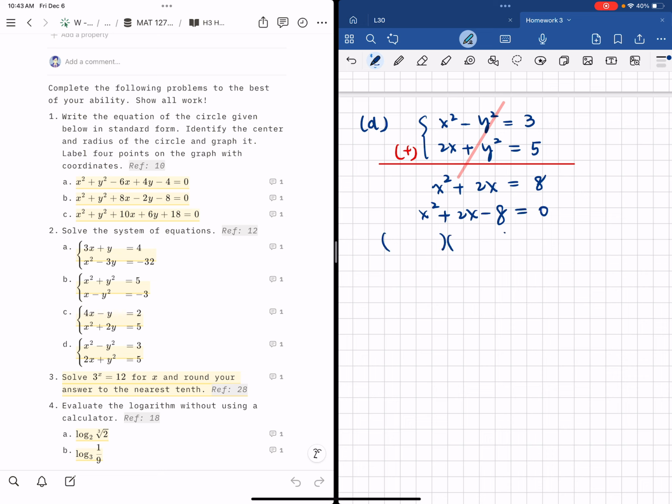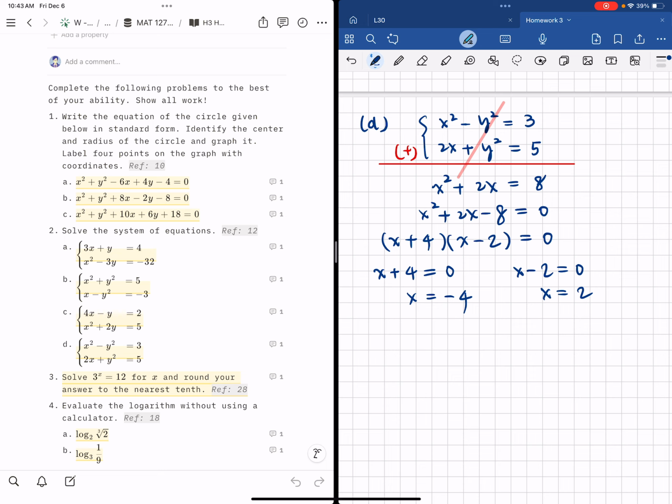Let's try and factor the left-hand side. x times x gives you x squared. I'm going to do positive 4 and negative 2, because positive 4 times negative 2 is negative 8, and positive 4 plus negative 2 is positive 2. Zero product property: x plus 4 is 0, or x minus 2 is 0. So that tells us x is negative 4, or x is positive 2. Then to solve for y, you could use either the first equation or the second equation. I think the second equation is a little bit easier, just because the y squared has a positive sign.